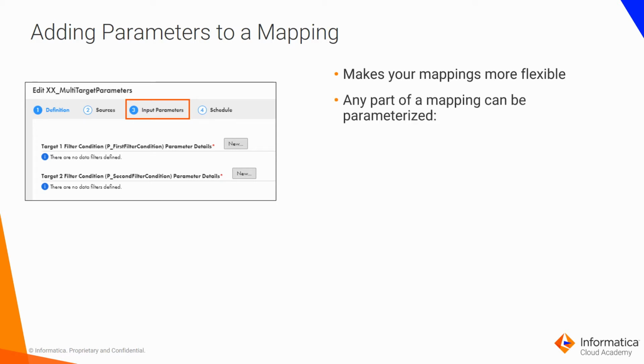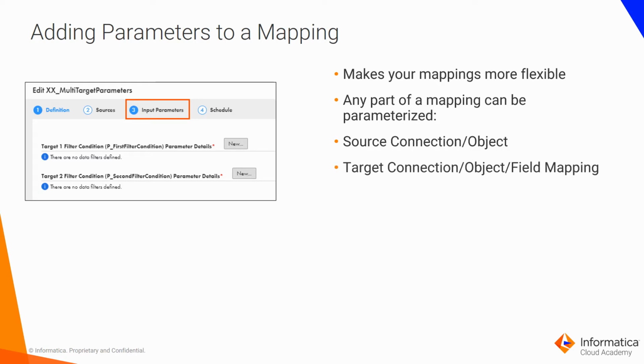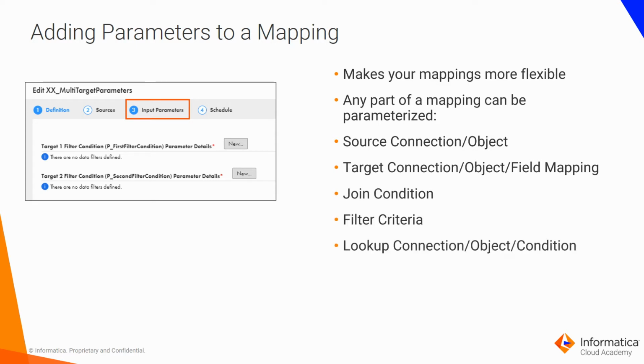Any aspect of a mapping can be parameterized, including the source connection and source object or objects, the target connection, target object, and field mapping. Note that the target supports full or partial parameterization of the field mapping, the join condition, the filter criteria, the lookup connection, lookup object, and lookup condition, as well as any expressions.